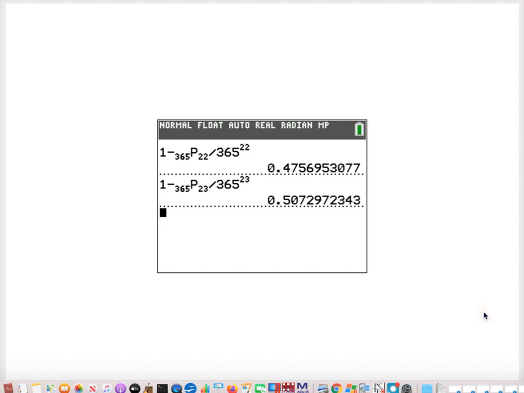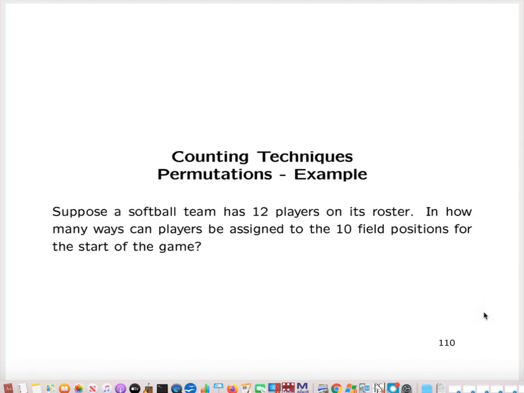Okay, let's look at some more examples. Suppose that a softball team has 12 players on its roster. In how many ways can players be assigned to the 10 field positions for the start of the game? In how many ways can we do that? Well, we've got 12 players to choose from.